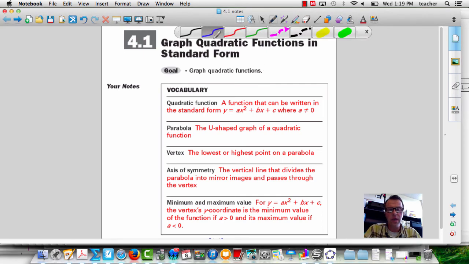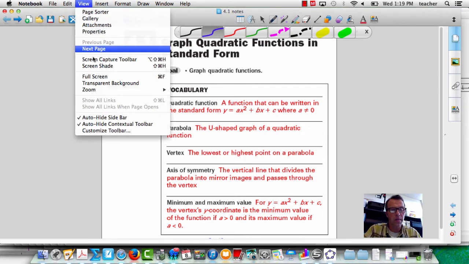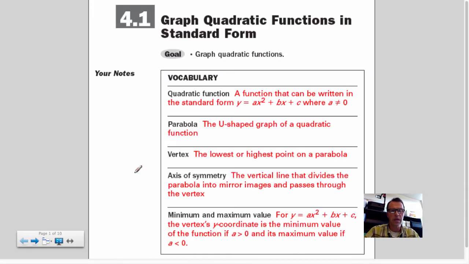All right, here we go. Section 4.1. This is chapter 4. It's quite a major chapter, actually. We're in chapter 4 for 10 sections. So let's just start it one at a time here. Here's section 4.1. Graph quadratic functions in standard form.